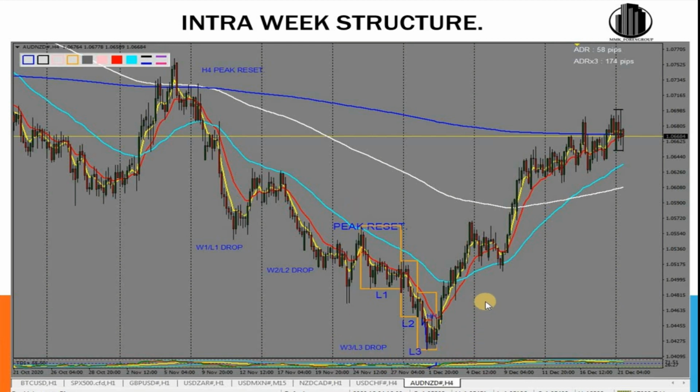Now remember, one level in the H4 time frame is actually 3 H1 levels, and as I showed you in our example, as we focused on the H1 time frame, this is why we then decided to focus on this. As you can see, this was a peak reset, right, which then led into our last level, giving us level 1, 2, 3, and then we had a reversal.